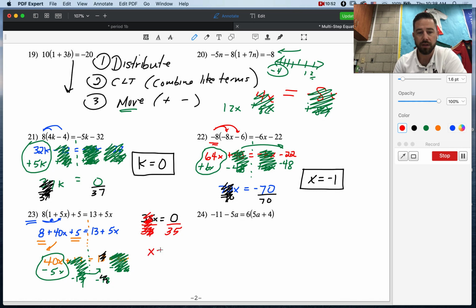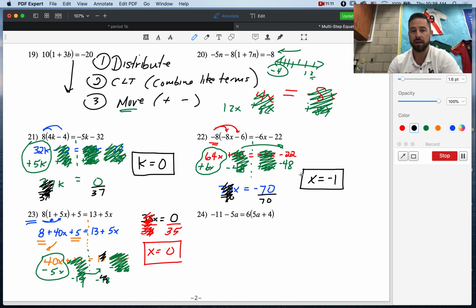And I have x equals whatever 0 divided by 35 is, which is 0. Boom. What do you think about that? Okay, pretty easy, right? I mean, for the most part, it's pretty easy. Okay, now over here, let's look at what we have going on over here.